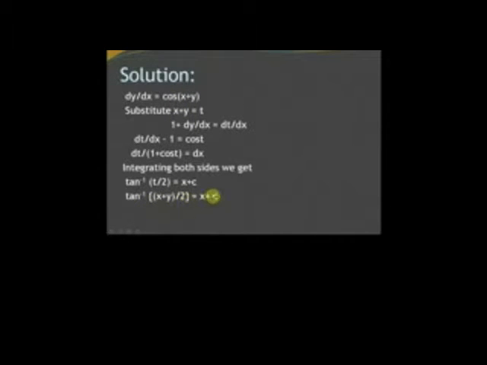Thus we have seen that through a slight modification, through the substitution x plus y equal to t, we have reduced this differential equation to a form that can be easily solved through the method of separable variables, and thus we get this final answer.